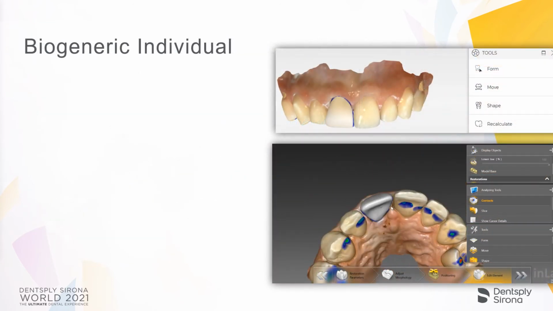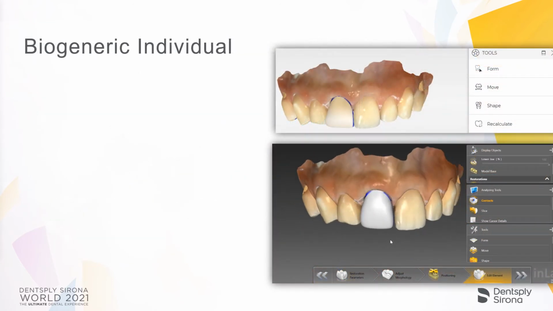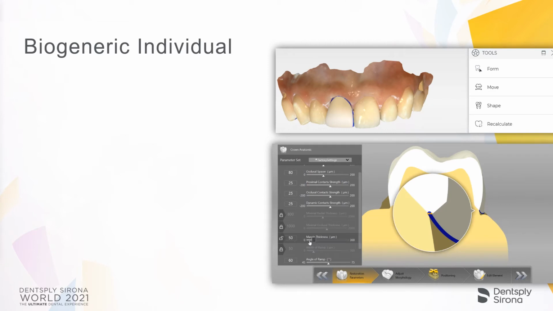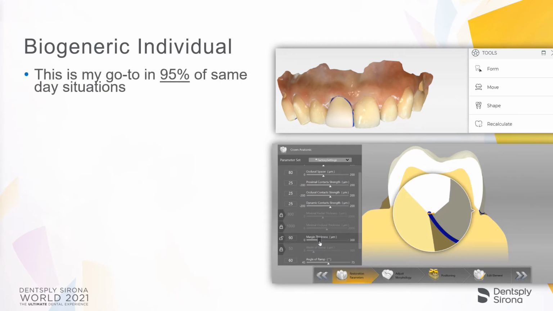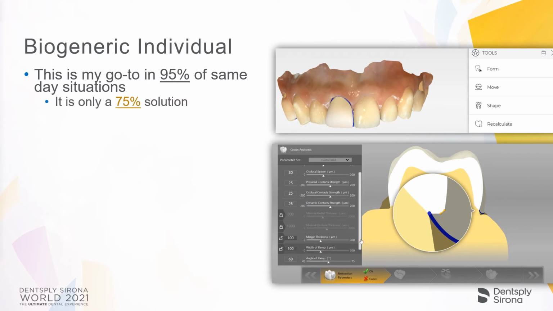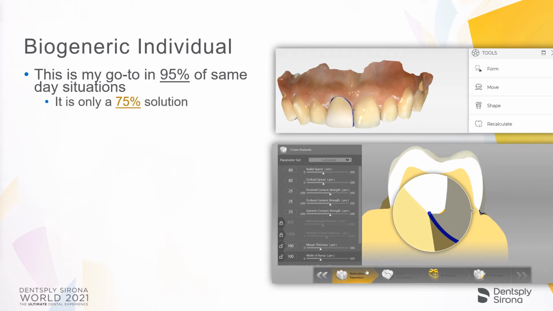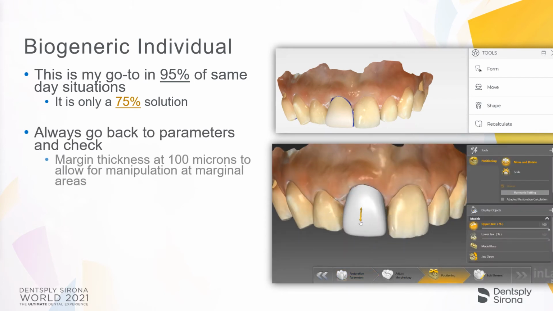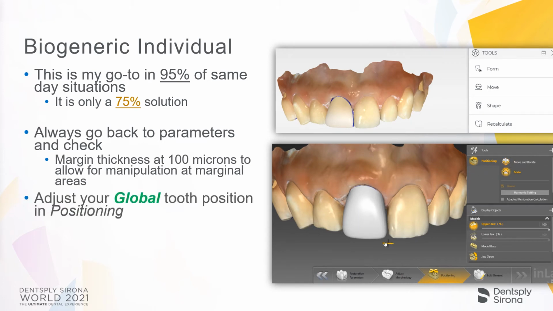So I actually designed this in the chairside software, but because of my screen capture ability, I only have screen capturing available on my in-lab computer. So biogeneric individual is my go-to in 95% of my same-day situations, but it's only a 75% solution. So as I'm going through, I always go back and double check my parameters. I like my margin thickness to be at about 100 microns to allow for manipulation at my marginal areas.